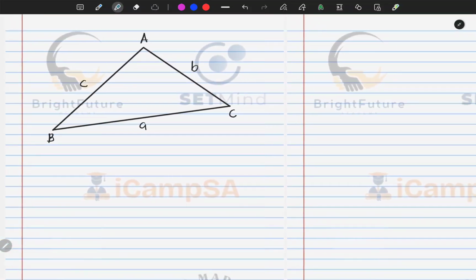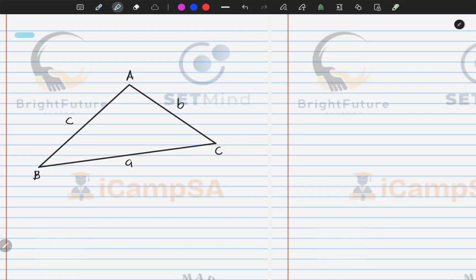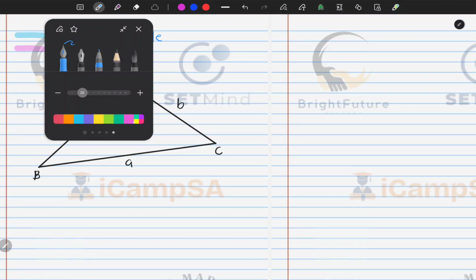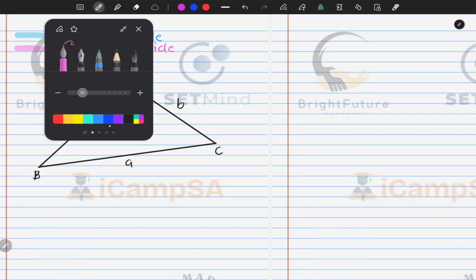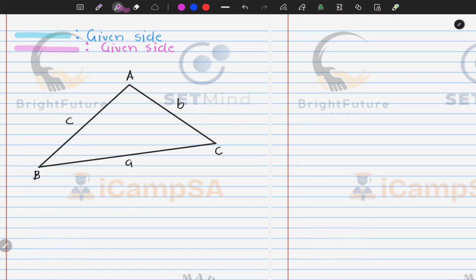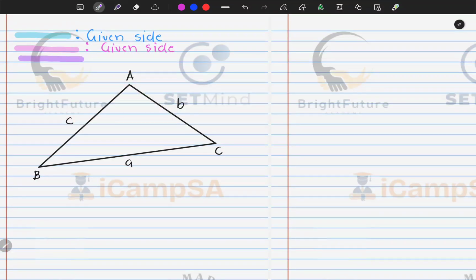So just to make sure that we understand, I'm going to quickly make a legend. Our blue here, we'll just say it's a given side. Okay, so blue will be a given side, and let's use another color. Let's use pink, and we'll say that pink will also be a given side. And we will use purple for the angle, so that I can show you the different cases where you can use the sine rule and be able to get your answers correct. So let's use the purple for the angle.